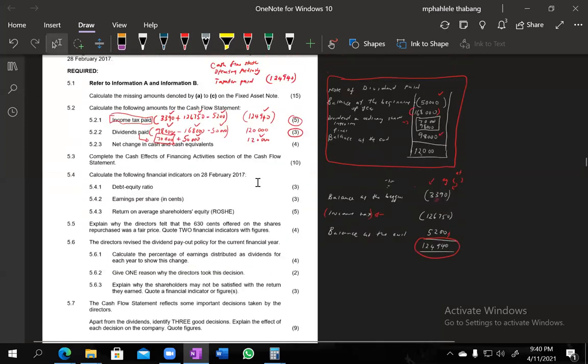Guys, write this formula down. Write this equation down. Dividend paid equals interim plus shareholders for dividend of last year. You should get the dividend paid. Hopefully everyone is happy. Do you guys have a question regarding the dividend paid?